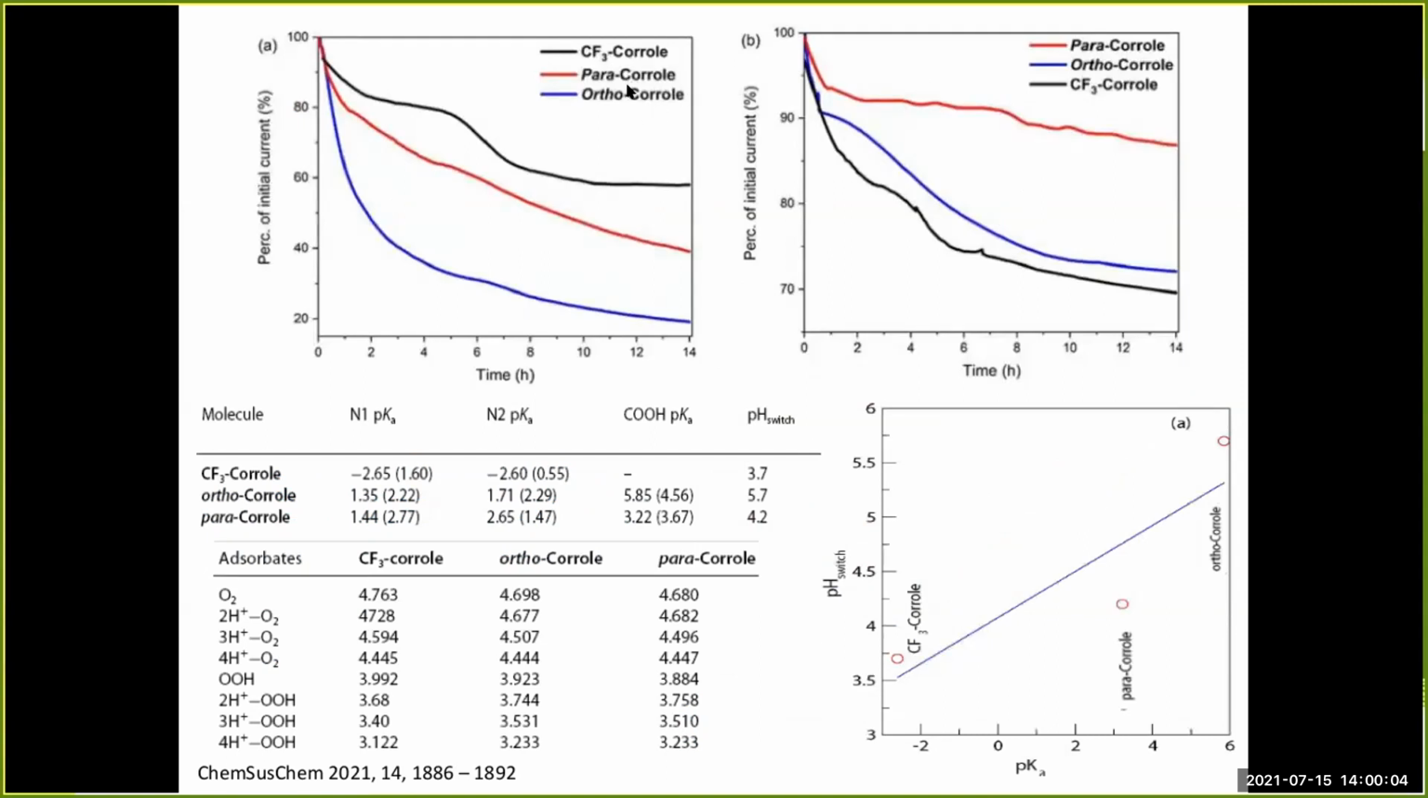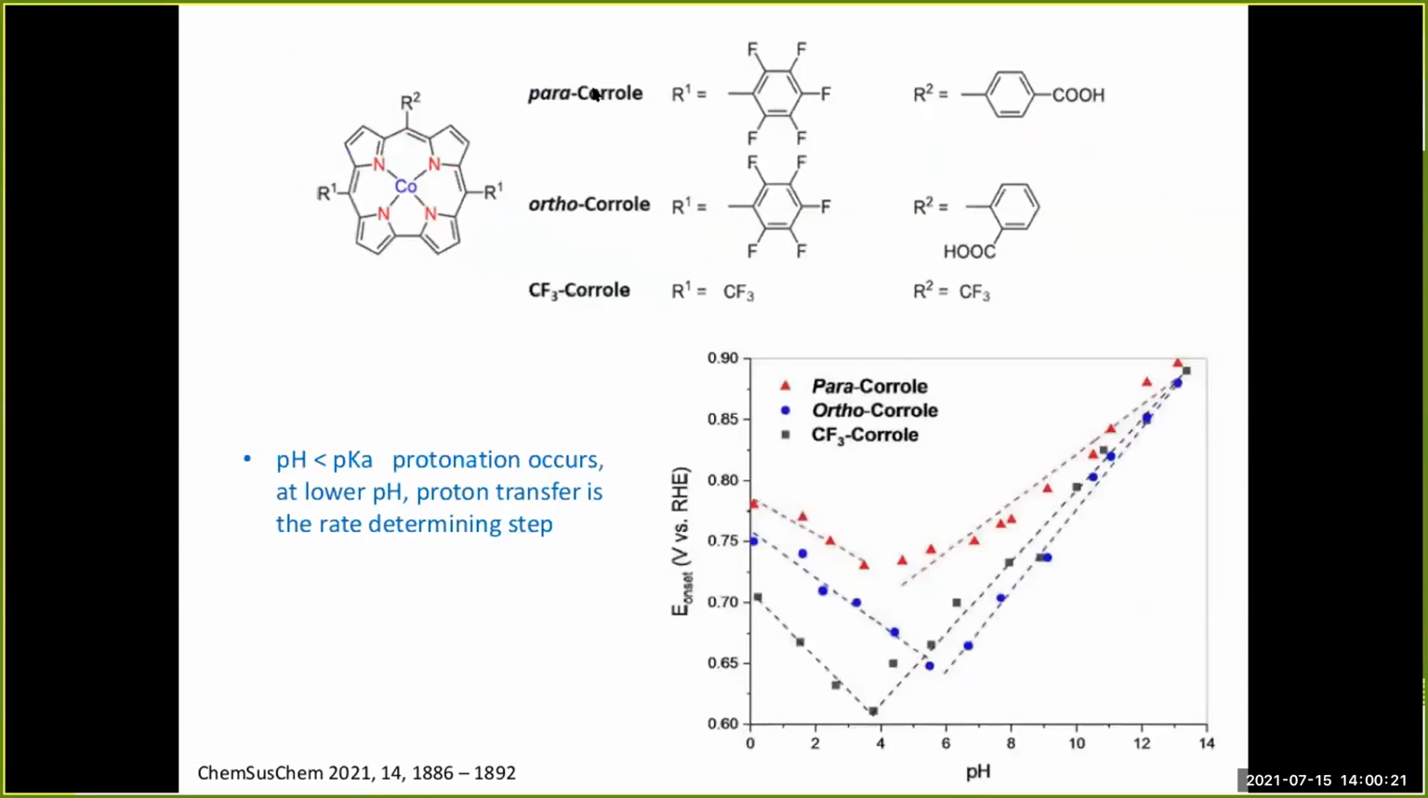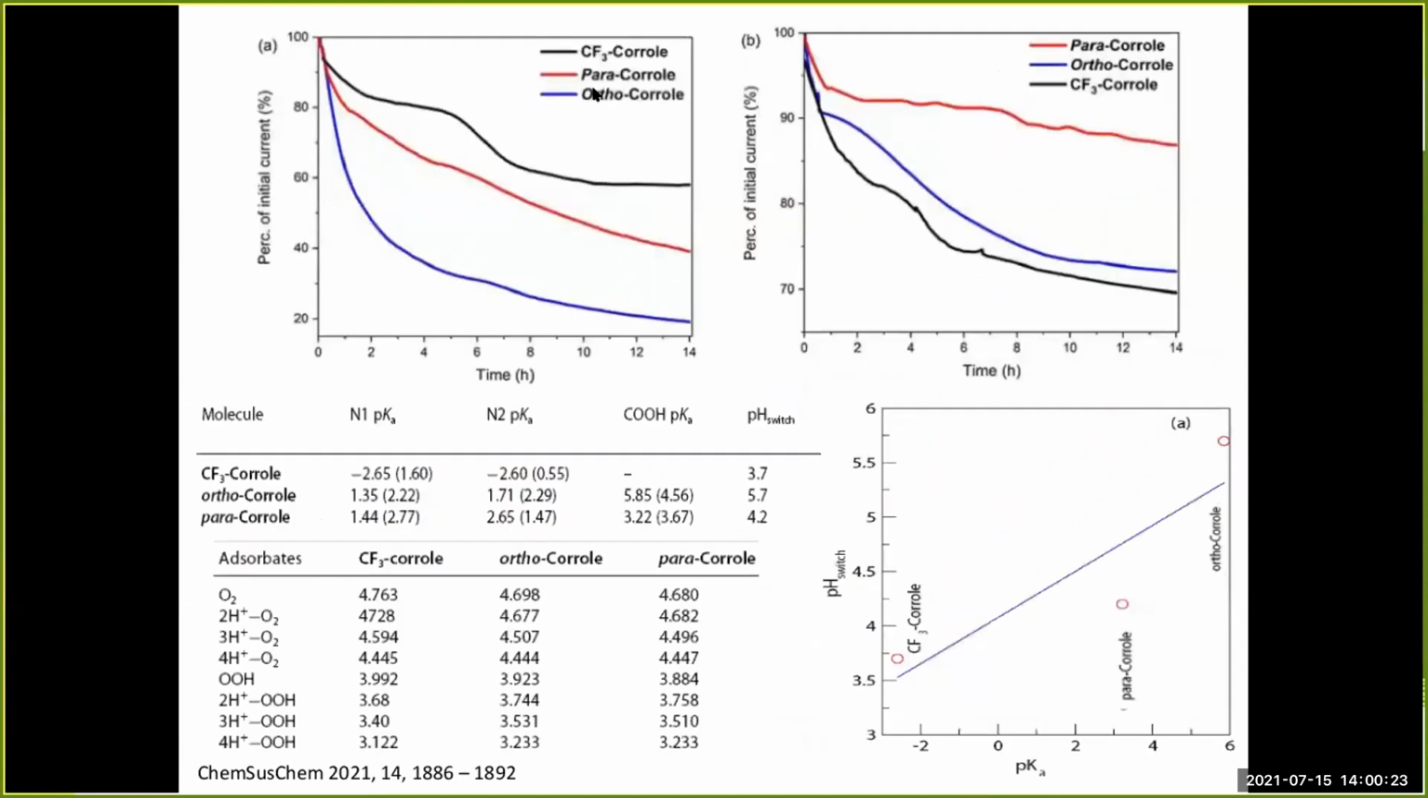Once we check the stability graphs obtained from the experiment, the stability should follow CF3, ortho, and then paracorrole. So here we have observed orthocorrole is less stable than the paracorrole, because in orthocorrole, the pKa value in the case of the acid we have observed is a large value. That's why it is less stable in acidic medium. The reverse order we have observed in the case of the paracorrole.